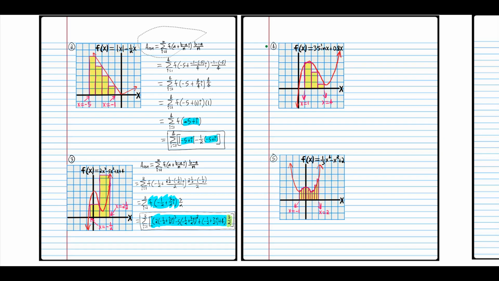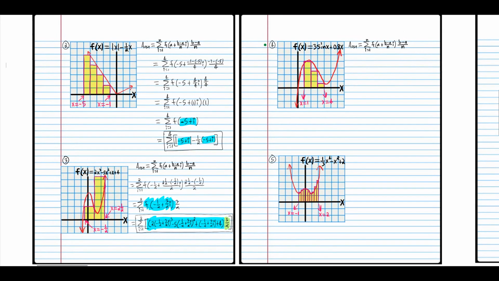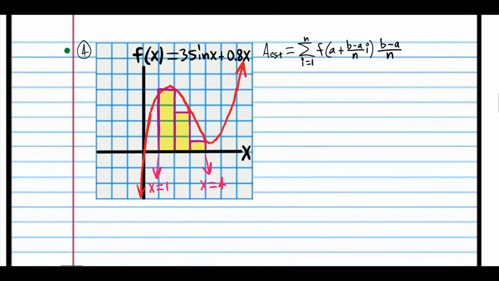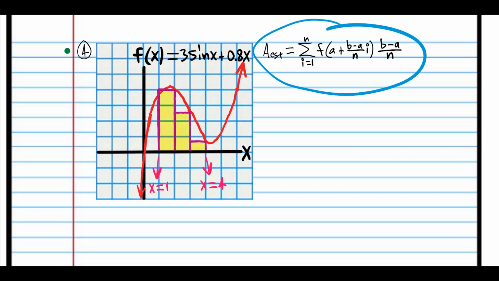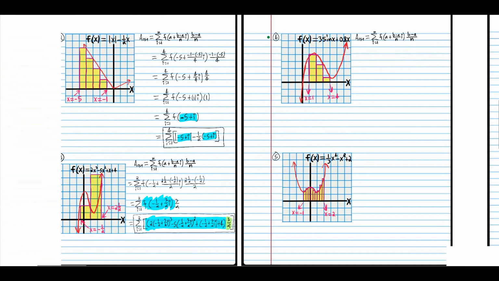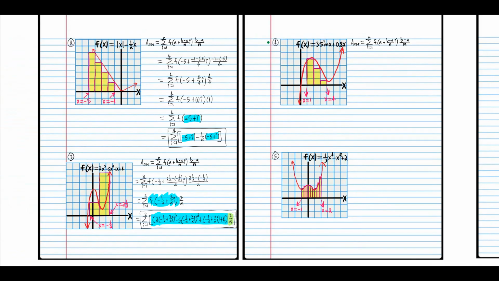So you want to rewrite this equation. It's probably best to show the tool that you're using, not only for the sake of the person who's going to read your work, but also for your own sake, so you have that right in front of you. So go ahead and try number 4. Notice that the upper right corners of the rectangles are touching the graph, so that tells us that we're going to need right endpoints, so that's why we're using this formula. Okay, so try number 4. When you come back, we'll do it together.